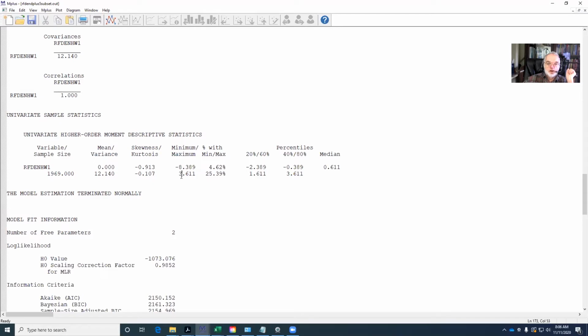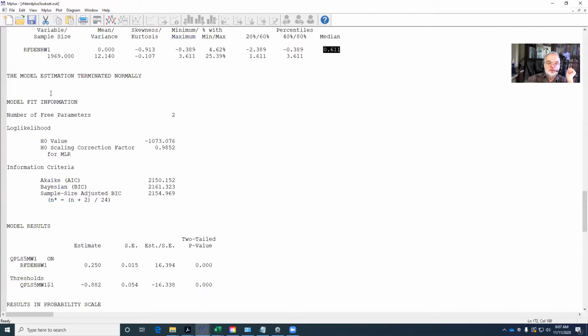The minimum and the maximum values, and the percent of people in the population with the minimum and maximum values. And here are the percentile points, the 20th and 60th, 40th and 80th, and the median number is 0.6. So it's fairly skewed, as you can tell from the negatively skewed value, and also the fact that the mean of 0 is pretty far away from the median of 0.6.